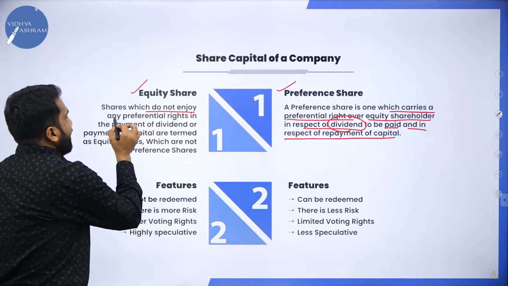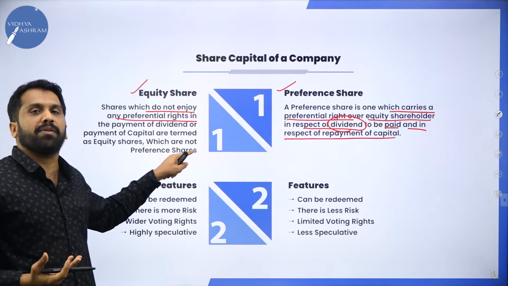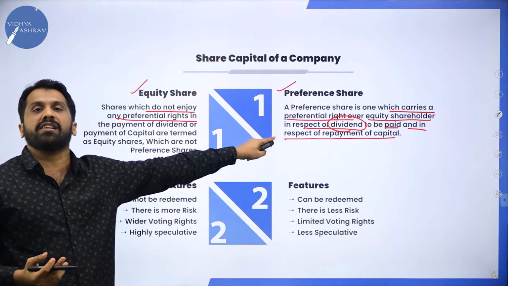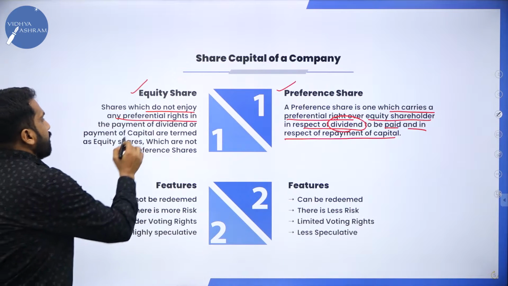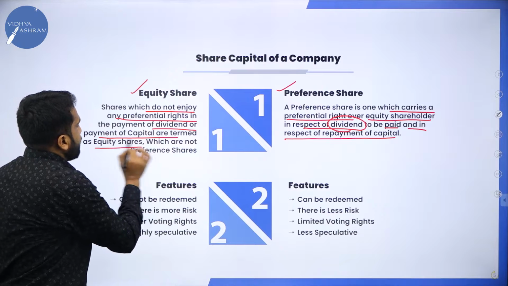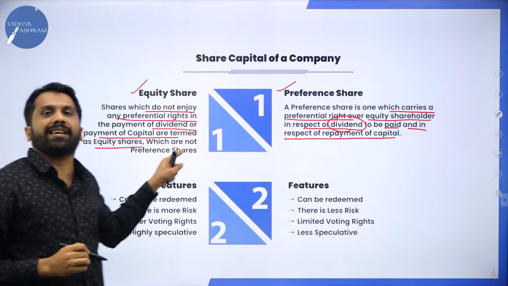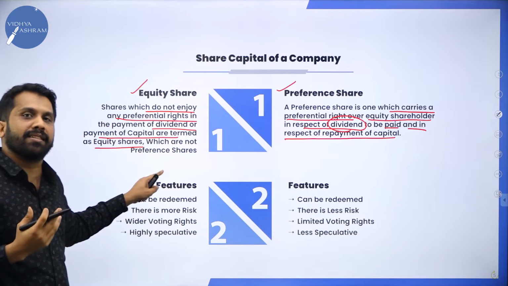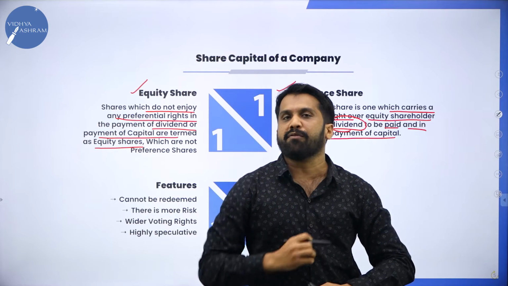Equity shares are shares which do not enjoy any preferential rights. Why? Because they have to wait until the payment of dividend or capital is made to preference shareholders. So before that is given, they cannot expect anything, and they do not have those preferential rights. Clear? These are the differences between equity and preference shares.